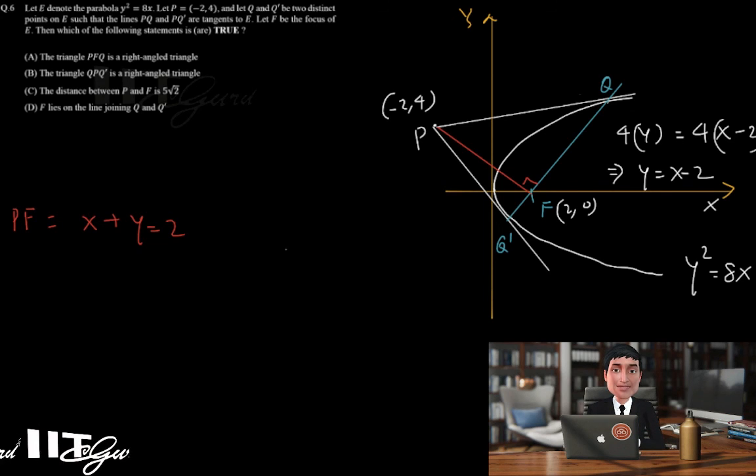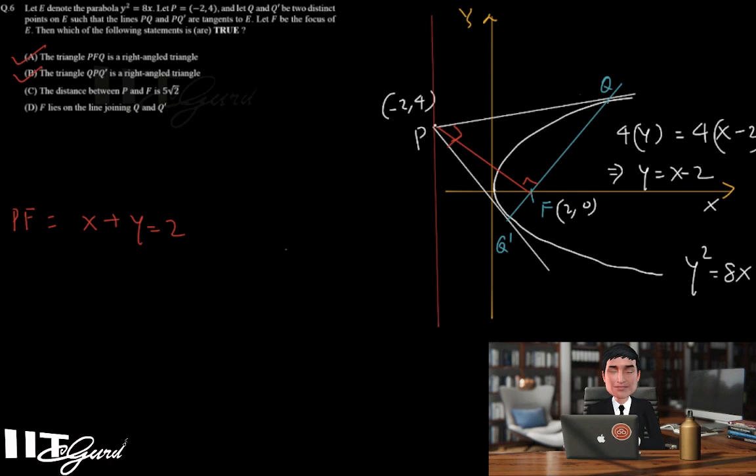So we can say this triangle is right angled, as well as this point minus 2, 4 lies on the directrix of the parabola. So this chord subtends a right angle at the directrix, and Q and Q dash also lie on the directrix. So this shows that this will also be a right angle. So both the right angle options are correct. Here A and B are correct.